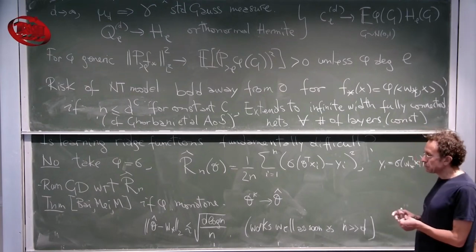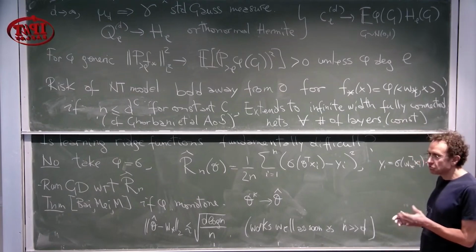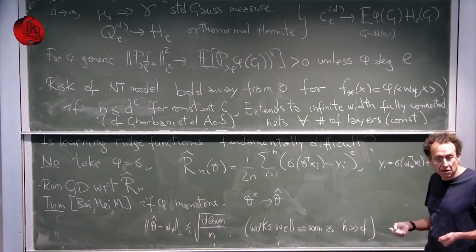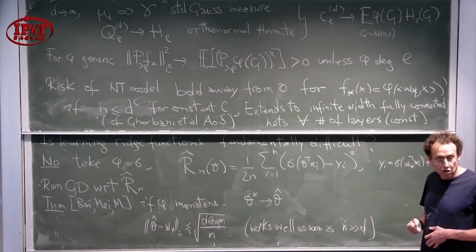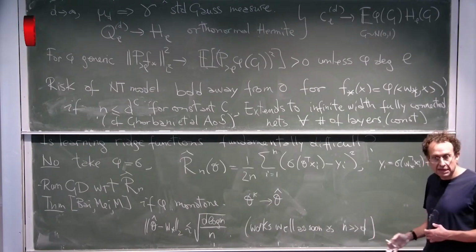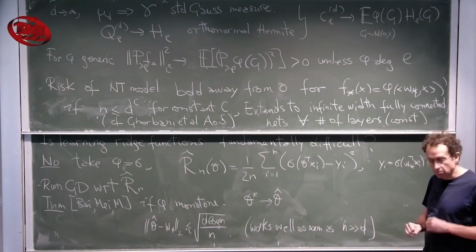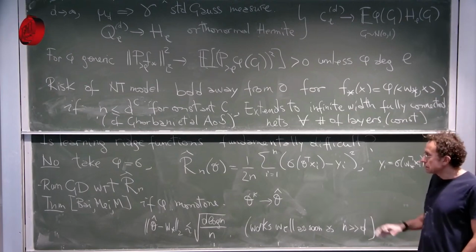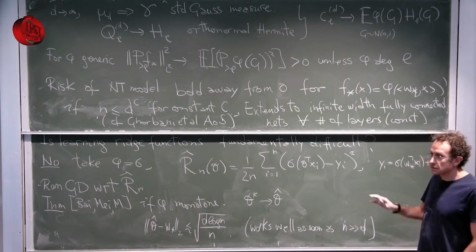So this brings up the question: how does a large neural network escape this neural tangent regime? How does it get out of this neural tangent regime? And there are a few papers that address this question that I will go over.